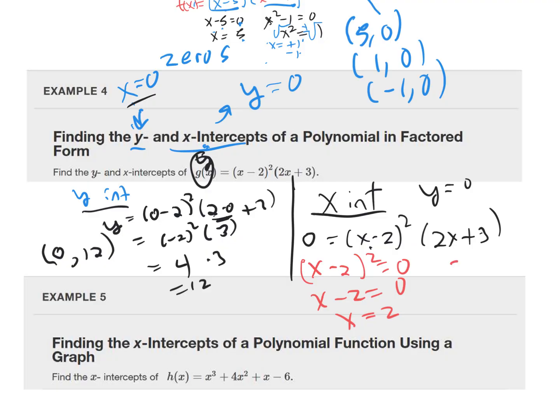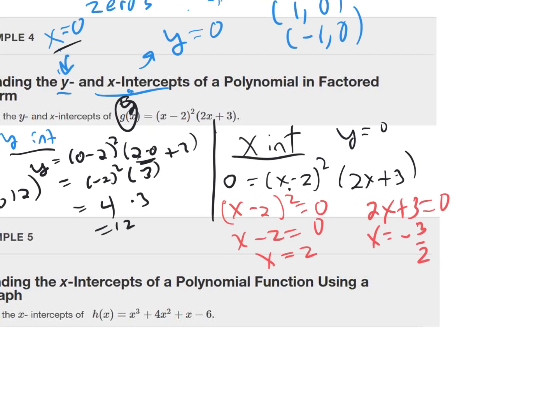This one here, 2x plus 3, now set equal to 0. So x must be negative 3 halves. Okay, ordered pairs. Let's just be consistent. That means the y is 0. So when I write this one out, I have 2, 0, and I have negative 3 halves, 0.